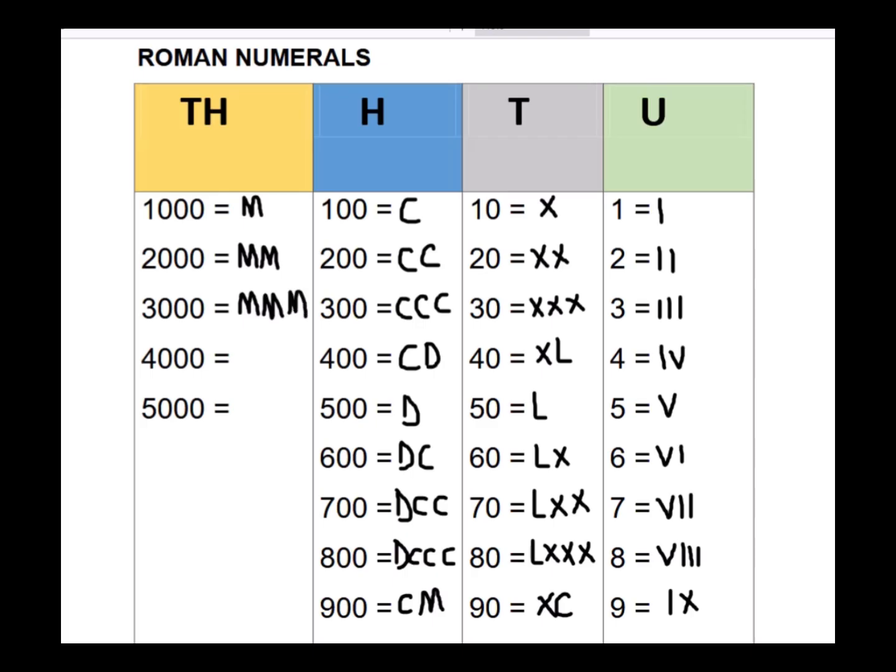So 4000, yes, for 4000 we have M V bar. V bar means 5000. 5000 minus 1000, that will give us 4000. Or you can say IV bar. Oh, sorry, I encroached into 5000. 5000 is V bar. So we are going to use this for some examples.